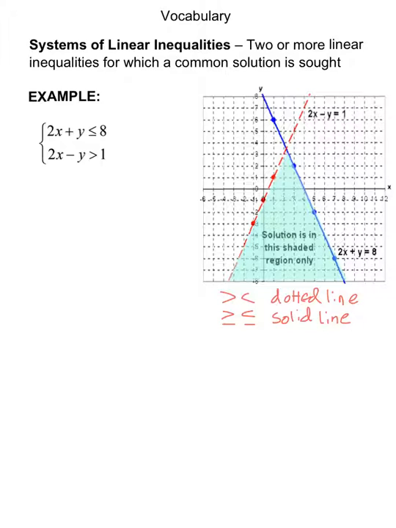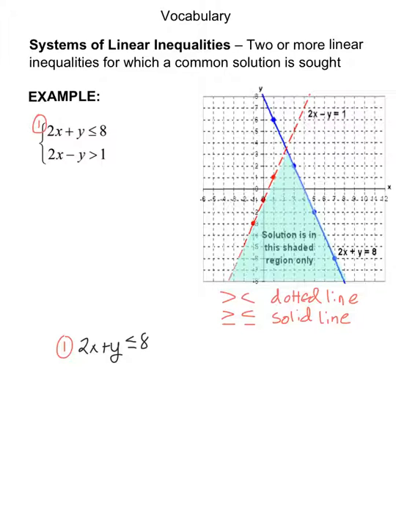So let's start off by solving this first equation here for y. So I'm going to label this as equation 1. And so I'm going to do that down here. So I've got 2x plus y is less than or equal to 8.